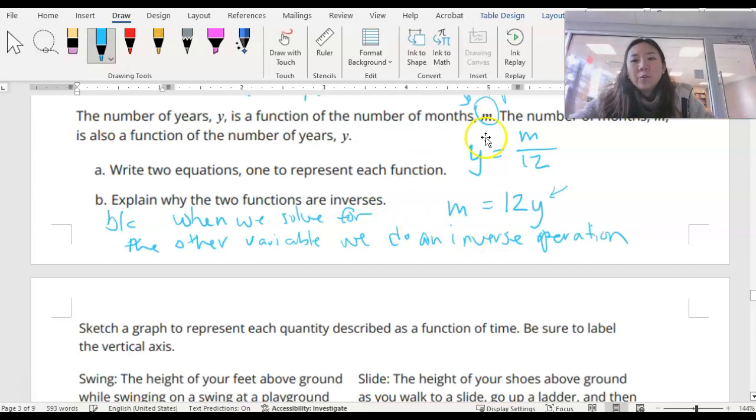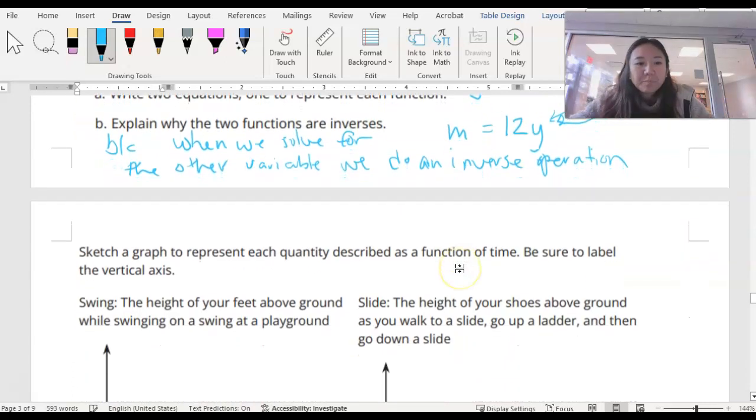And for each input, there is one output in both situations, right? So if I plug in 1 year here, the only possible output there is 12 months. I can't plug in 1 year and have 12 months and 24 months, right? There aren't two outputs. So that's a function and that works. And then likewise here, if I plug in 12 months, the only possible output is 1 year.